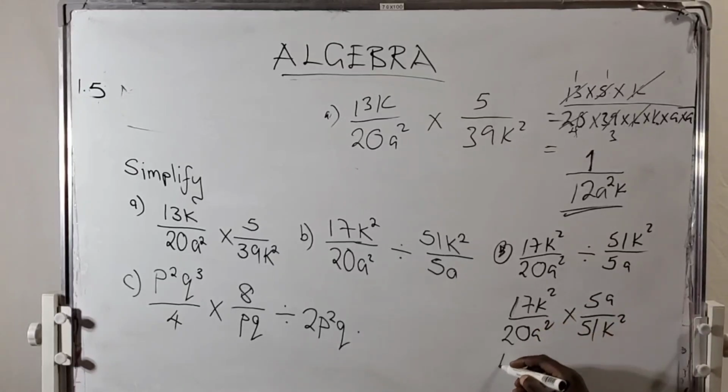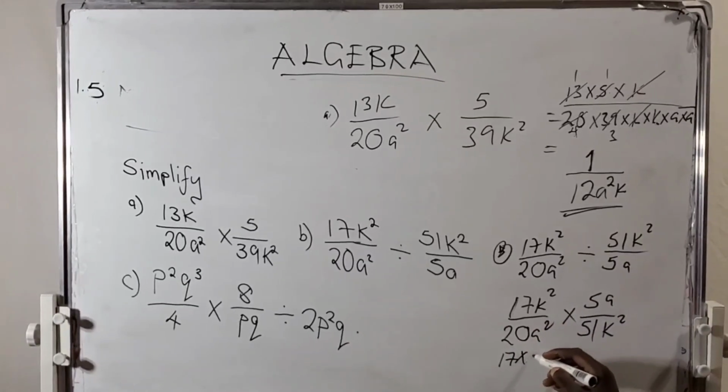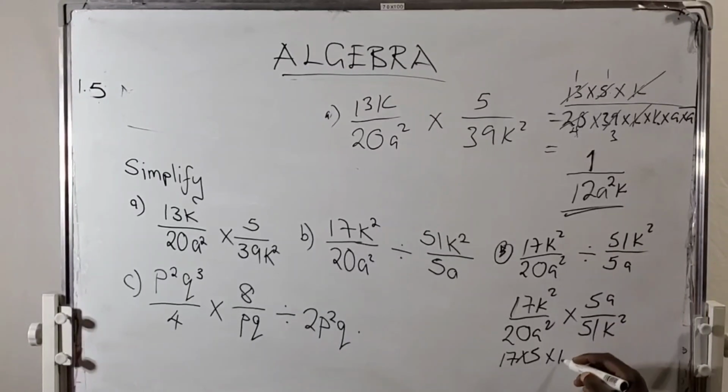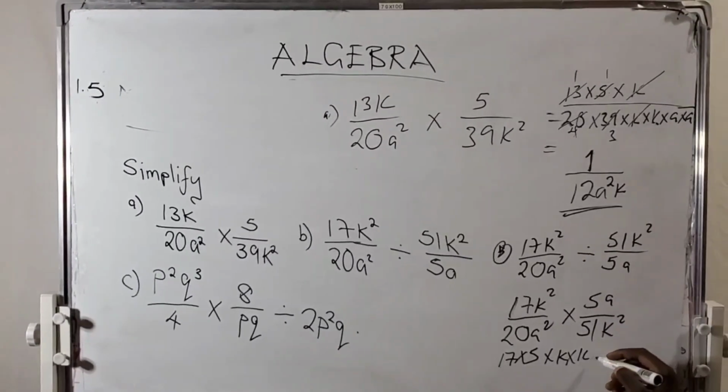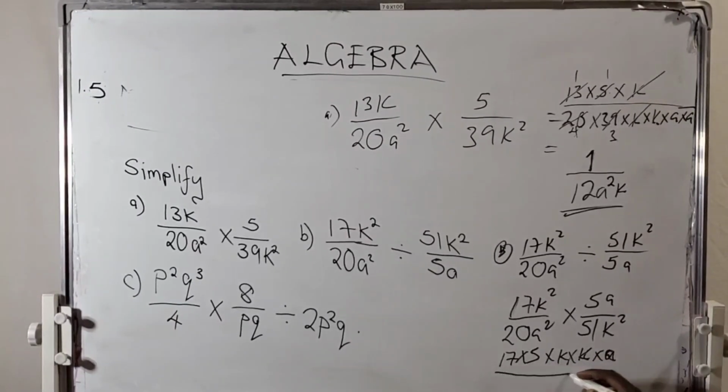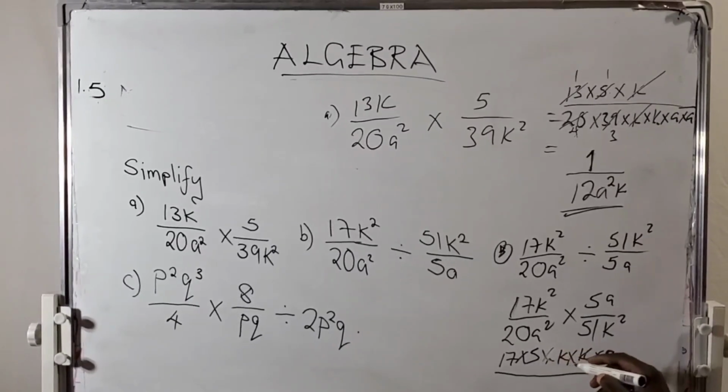Group numbers together first, as 17 times 5 times how many k's? 2. Yes. So k times k, then times a. Yes. Times a, okay, over, so this is k times k, then a.